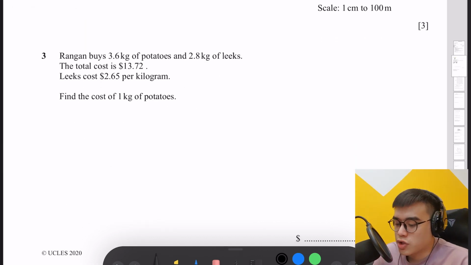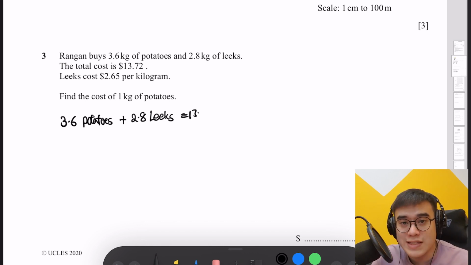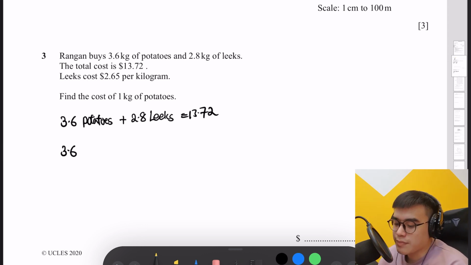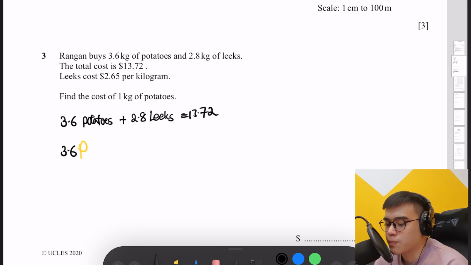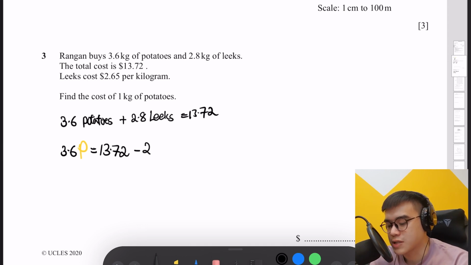Moving on to question 3. I bought 3.6 kg of potatoes plus 2.6 kg of leeks. When these two are added up together with their price, it will be 13.72 as given by the question. So I replaced the leeks price as labeled over there, 2.65 per kilogram. After substituting this, I take 13.72 minus 2.8 times 2.65.